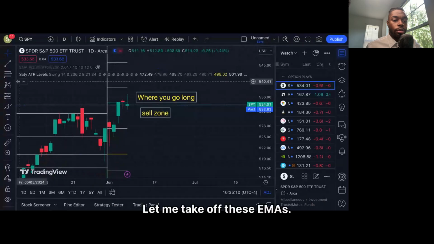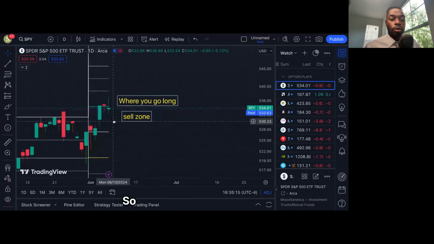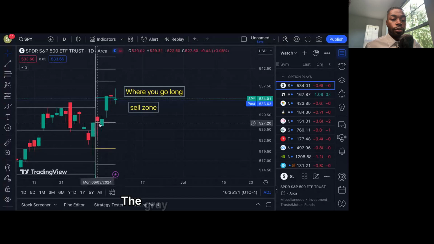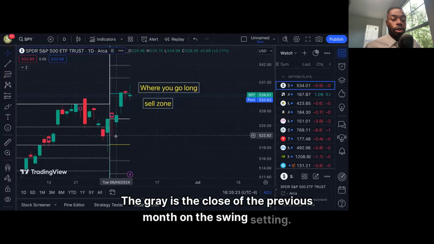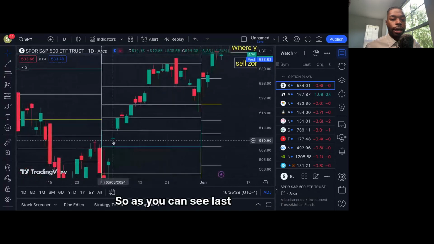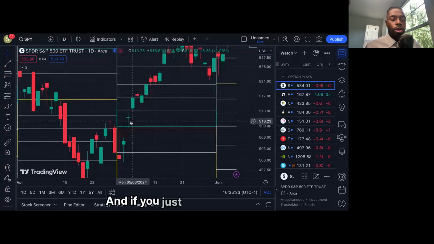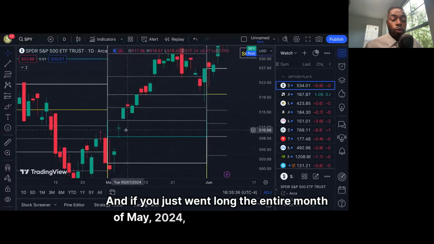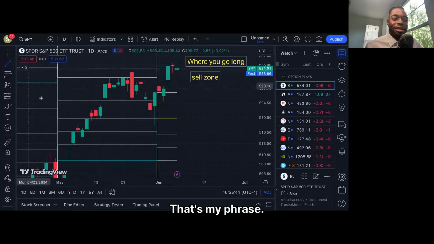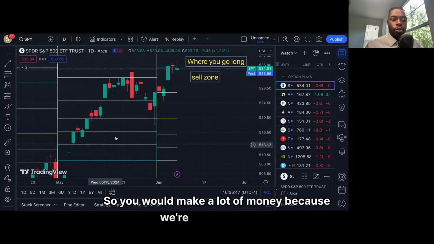Let me take off these EMAs. Right now we're still talking about the one indicator, SATY ATR levels. Again, if we get above the blue, we want to be looking for calls. The gray is the close of the previous month on the swing setting. And the yellow is if we get below this, we're going short. As you can see, last month we were above the blue, which is the call zone. If you just went long the entire month of May 2024, you would make $1 million bajillion dollars. That's my phrase. You would make a lot of money because we're in the call zone.